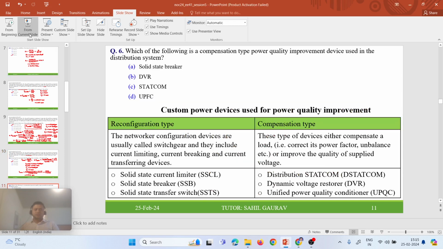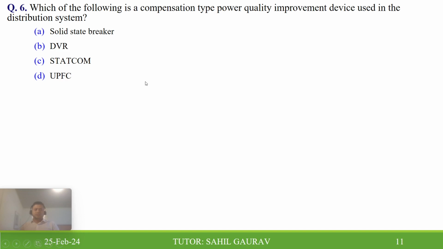This is problem number 6. This is a theoretical type problem. You have to tell which of the following is a compensation type power quality improvement device used in the distribution system. First is solid state breaker, second is DVR, third is STATCOM, and D is UPFC. So which one is correct? Anyone? STATCOM.